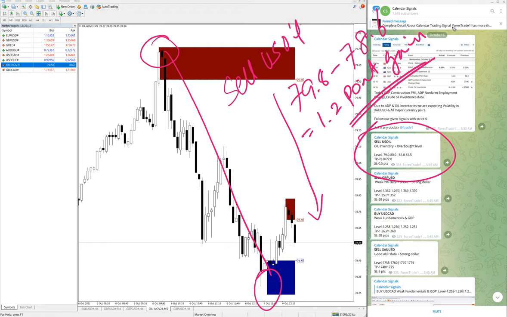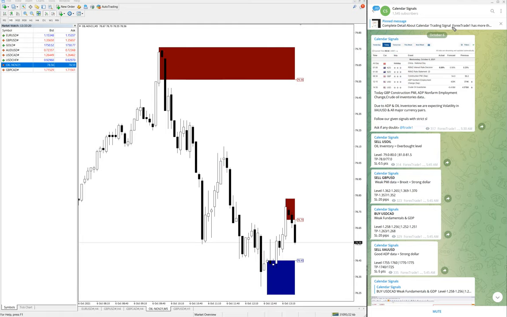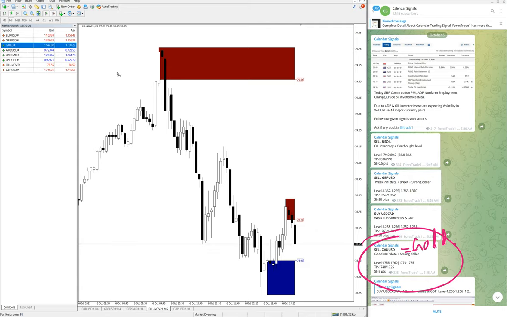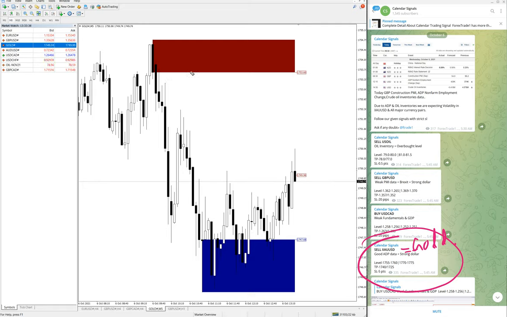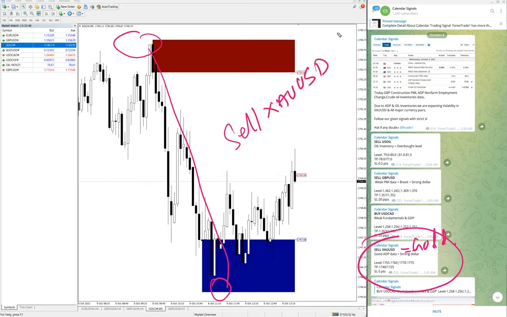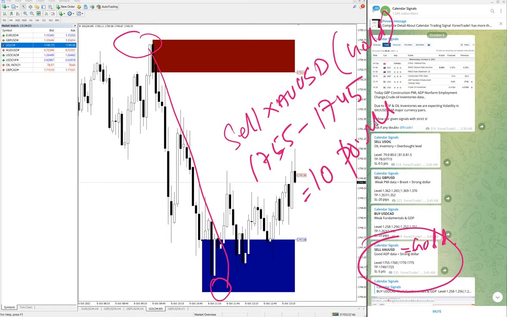And we will move on to the last signal, which is XAUUSD. Sell XAUUSD. XAUUSD is gold. So we have given sell gold. Here is the gold chart, and gold moved from 1755, which is here, all the way to here. So sell XAUUSD, which is gold, moved from 1755 till 1745, which is a 10 points gain on sell gold.